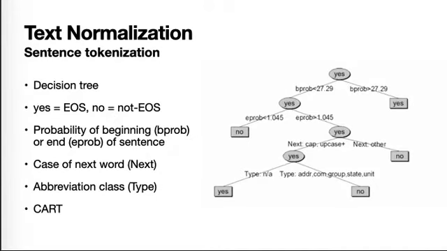So here's a decision tree diagram. It predicts either yes, which stands for it is the end of a sentence, or no, which means it's not the end of a sentence. It uses features like the probability of beginning or end of sentence, so this is B prob or E prob in the diagram. It also uses features like the case of the next word, labeled as next in the diagram, and abbreviation classes, labeled as type in the diagram. So we can train a decision tree like this using the CART algorithm.